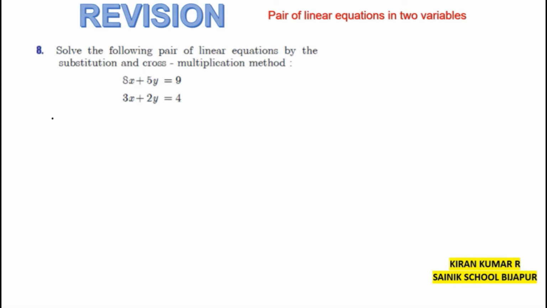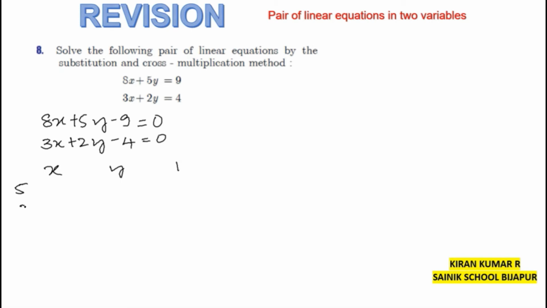First, let me rewrite the given equations as 8x plus 5y equal to minus 9, 3x plus 2y minus 4 equal to 0, so that in my cross multiplication method I can use this format. I told you we have to remember BCAB format. So B is the coefficient of y, C is the constant, A is the coefficient of x, followed by the coefficient of y.